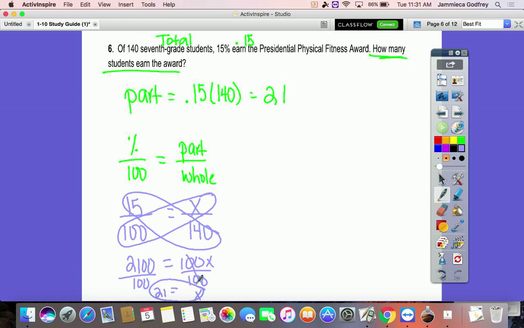How many students earned the award? So ask yourself, what do you have? They're giving you a percent and they're giving you a total.